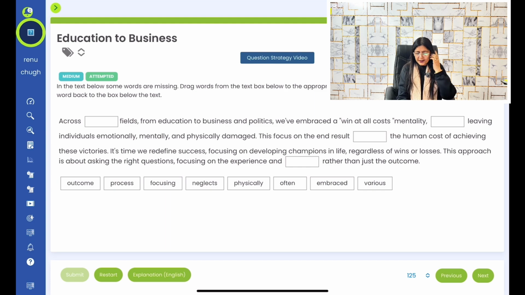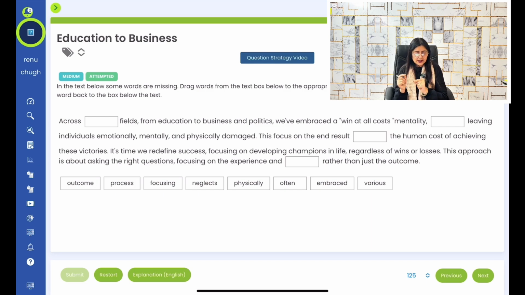It's time we redefine success, focusing on what, and let's move to the next. This approach is about asking the right questions, focusing on the experience and dash. Experience is a noun, and after 'and' there would again be a noun. Okay, so from grammar we have identified that in the first fill up we will be getting one adjective, in the second fill up an adverb, in the third fill up it may be V1 or V2, I need to see, and in the fourth fill up I need a noun. Okay, now let's hunt for the right word.